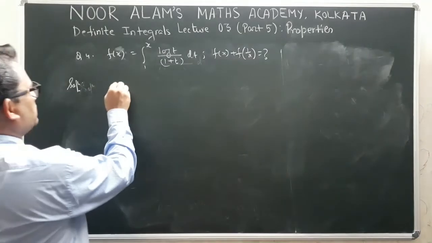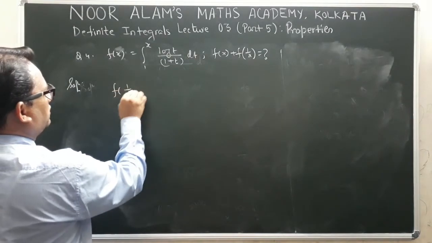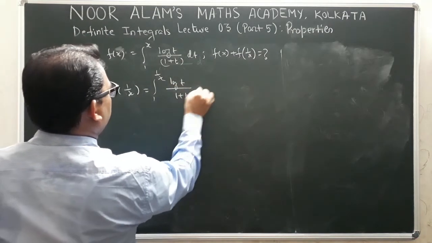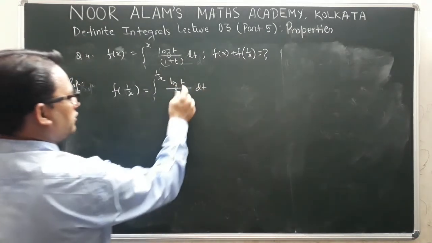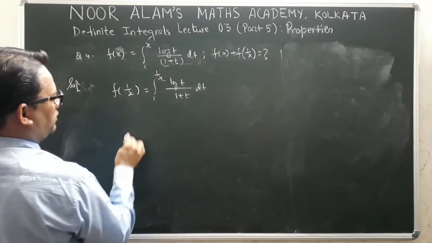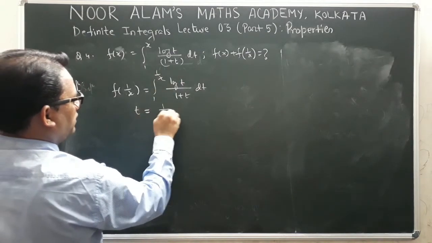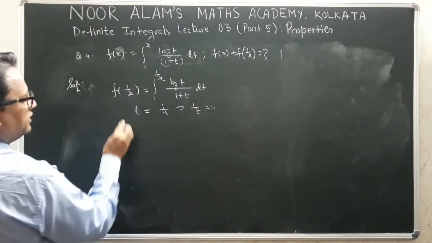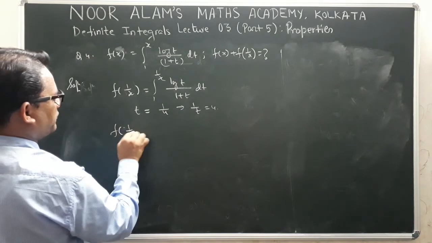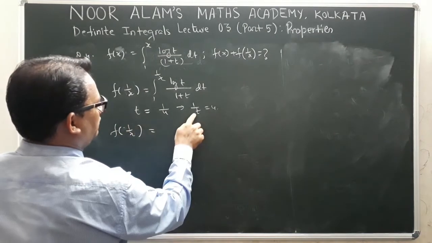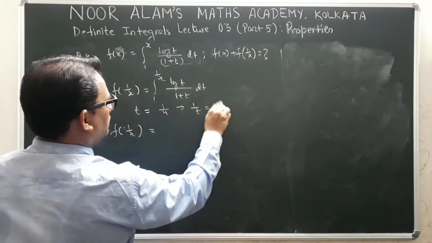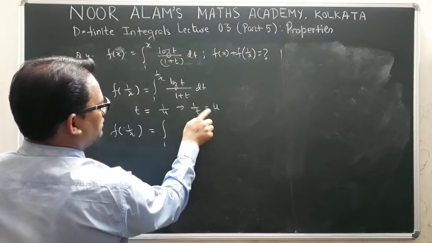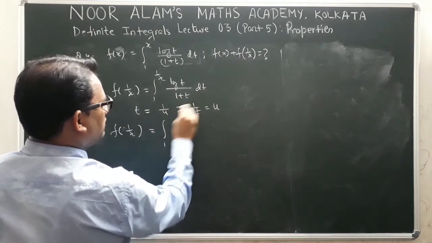Okay. Now for the solution, f(x) is given. We can write the value of f of 1 by x, which is equal to the integral from 1 to 1 by x of log t by 1 plus t dt. Now here we substitute t is equal to 1 by u, so 1 by t is equal to u. Now changing the limit: when t is equal to 1, the value of u is 1. When the value of t is 1 by x, the value of u is x.